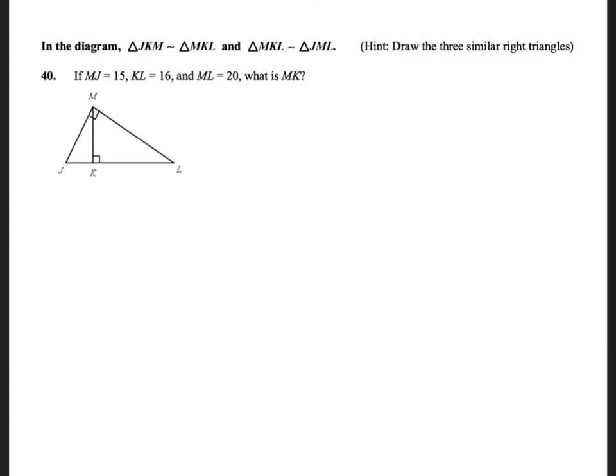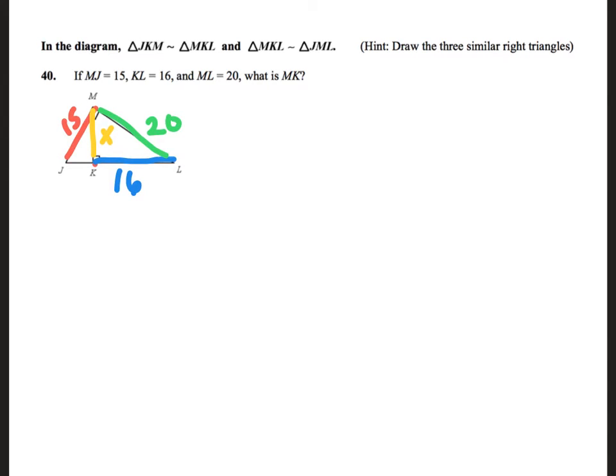So I'm going to label this triangle as is first. The first thing they tell me is that MJ is 15. They also tell me that KL, this length here, is 16, and ML is 20. So this part here is 20. And we're trying to find MK, which is this one. So let's go ahead and put an X on that.